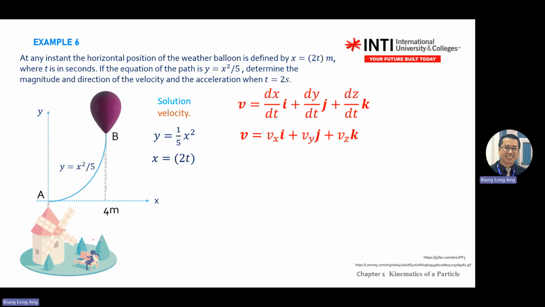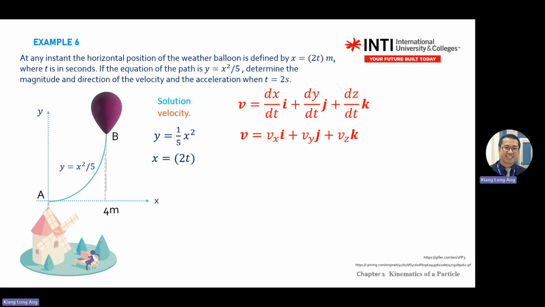You guys understand what is happening here? Who doesn't understand this equation? We just convert accordingly and simplify. Just write Vx, Vy, Vz. You're given two equations: x equals 2t and y equals 1/5 x squared.